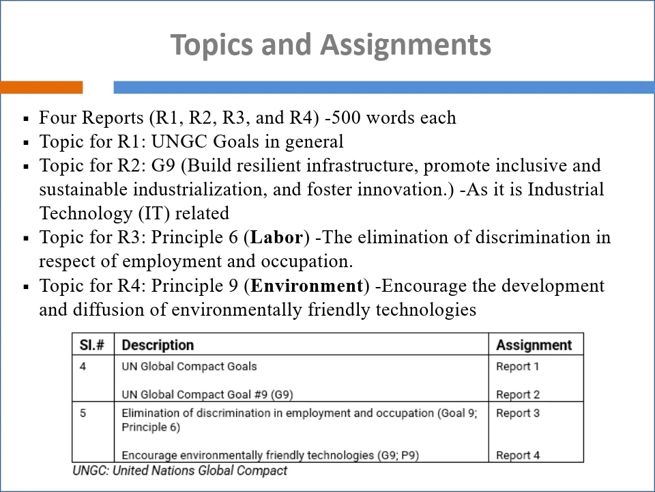I have developed 4 modules. Accordingly, I have 4 assignments in this regard: Report 1, Report 2, Report 3, Report 4. So R1 is about UNGC goals in general. R2 is about goal number 9, which is required for this course as it is industrial technology related. And R3 is about principle 6, that is labor related. And R4, principle 9, is on the environment. So the students will be writing 4 reports, 500 words each.